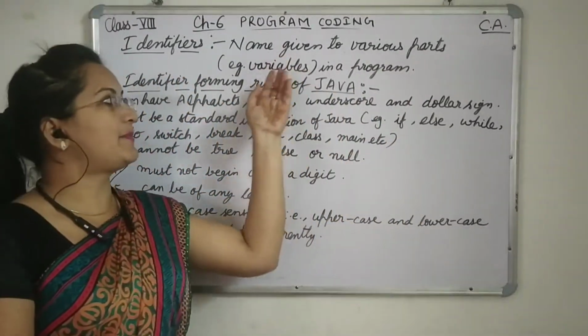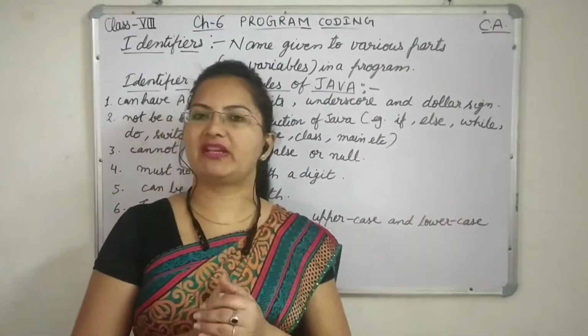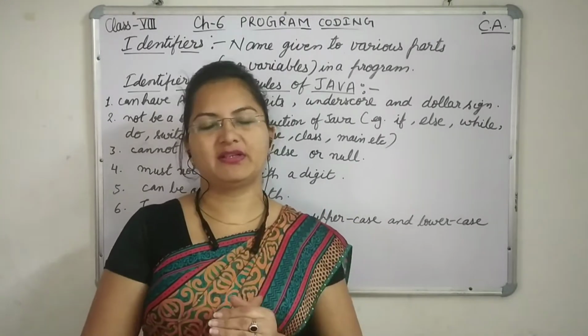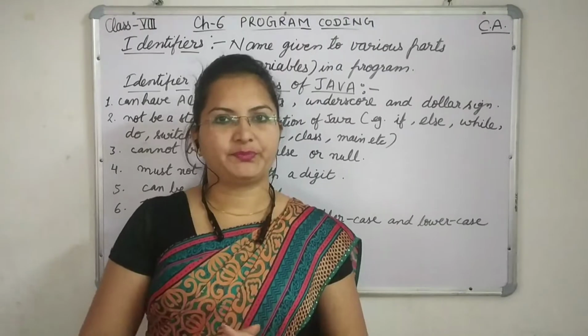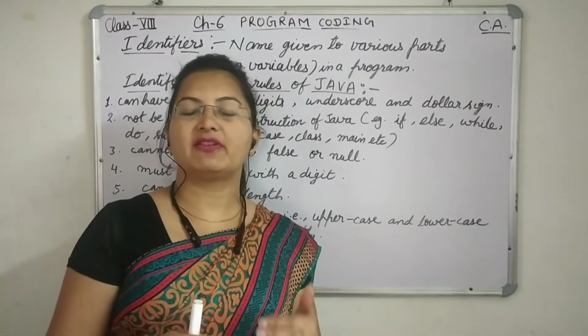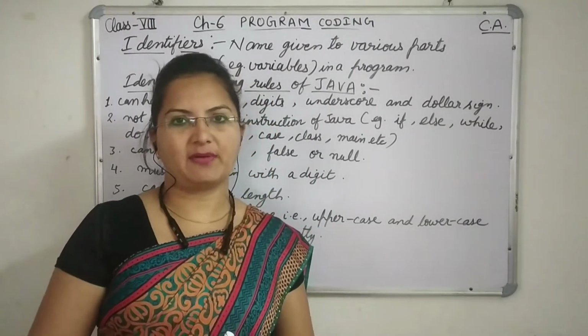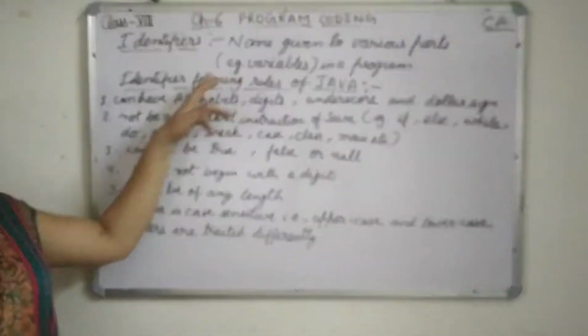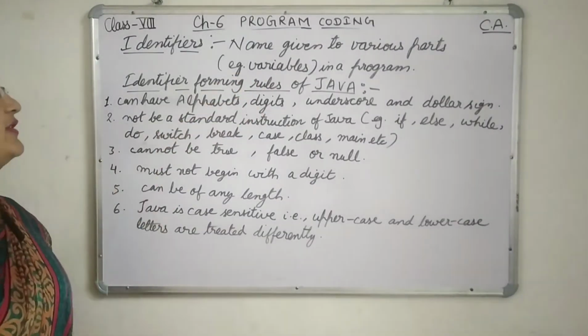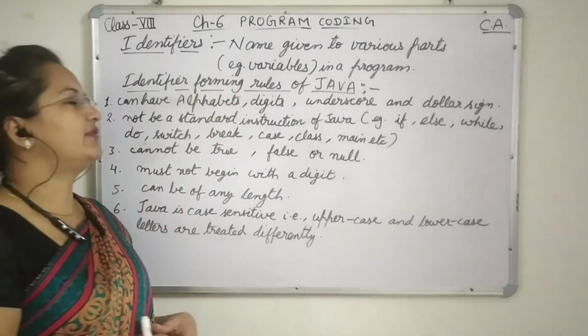We can take an example like variables. Variables you are very much familiar with. Variables are named space used to hold some value. Identifiers means we can give a name to any other part of the program. So one part of the program is a variable. So let's see how we can choose the name of an identifier or a variable.